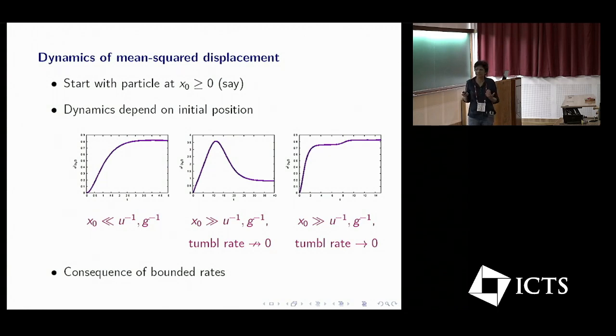The reason is simple physically. If I start with the location of the particle much, much smaller than where these rates become homogeneous, then it's seeing inhomogeneous rates. And therefore, you expect the approach to the stationary state to occur monotonically. But if x naught is much, much larger, then initially, because it's seeing homogeneous rates, for which, as I said already, the sigma square should increase. So that's what this is. And then at some point, it realizes that there are rates which are inhomogeneous and localizing, and therefore it comes back. And this is the case when tumbling rates were not approaching asymptotically zero.